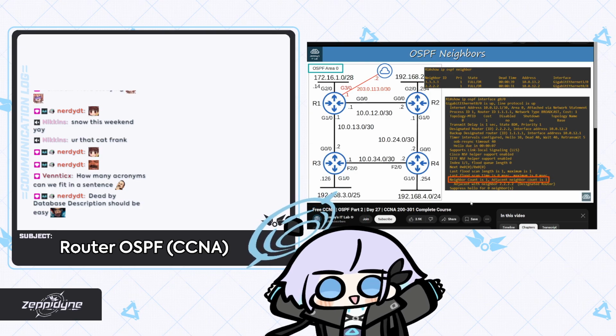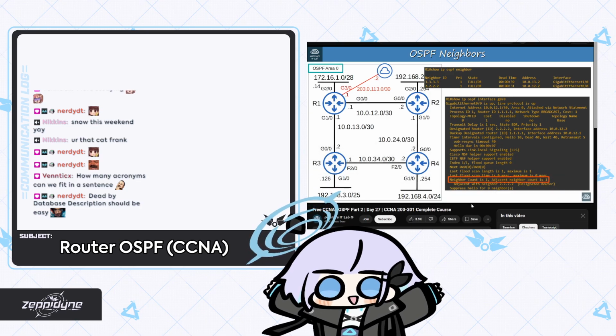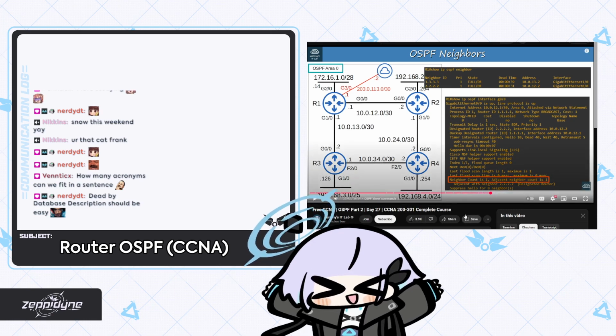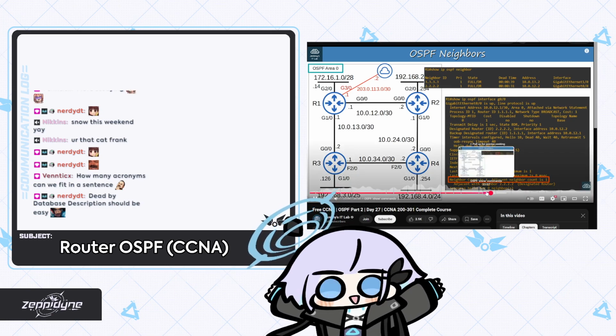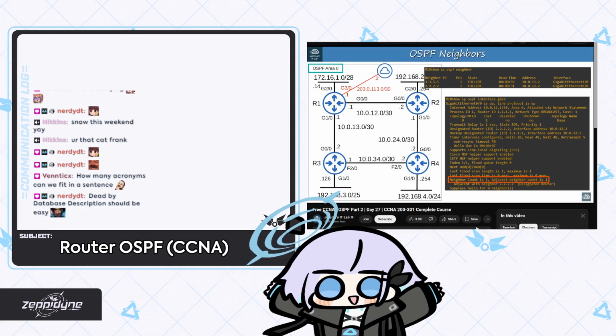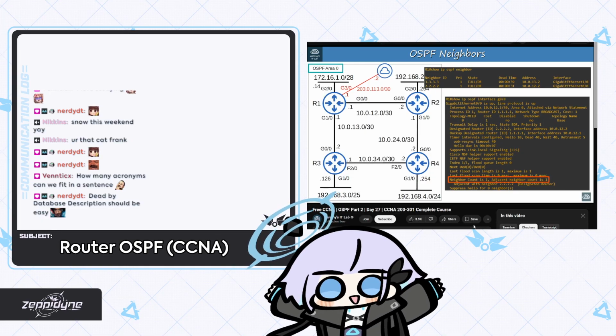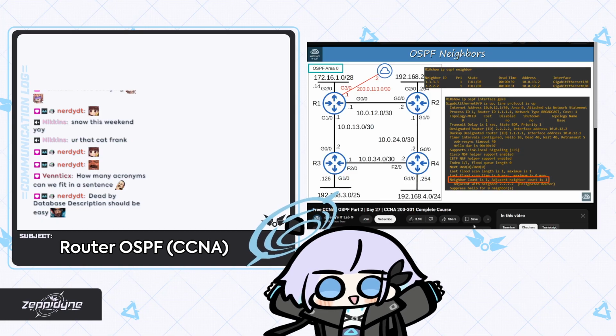Neighbor count is 1. Adjacent neighbor count is 1. R1 has only one neighbor connected to its G0/0 interface, that's R2. In the next video, I'll tell you the difference between a neighbor and an adjacent neighbor.